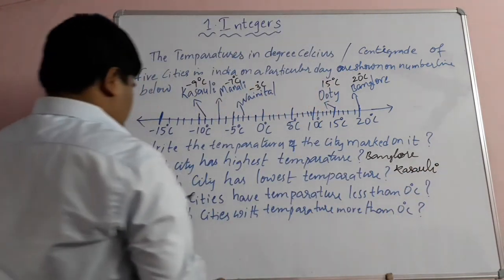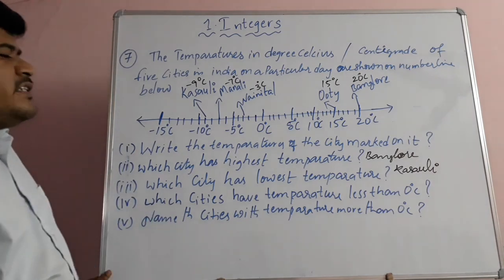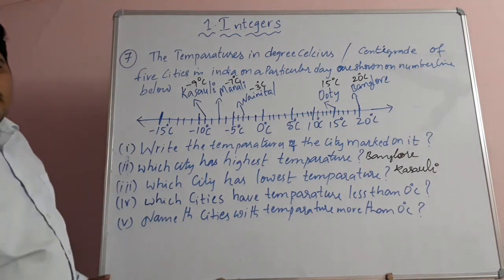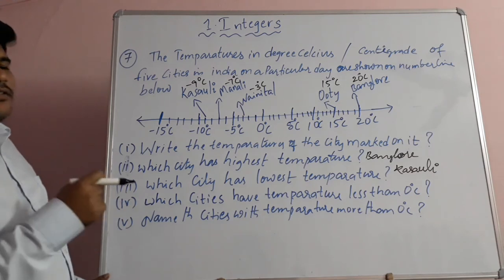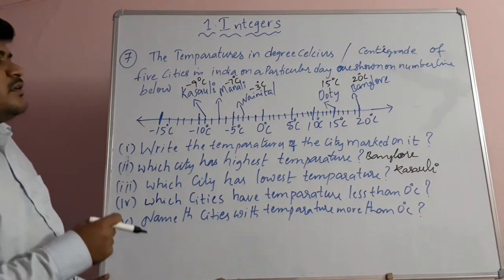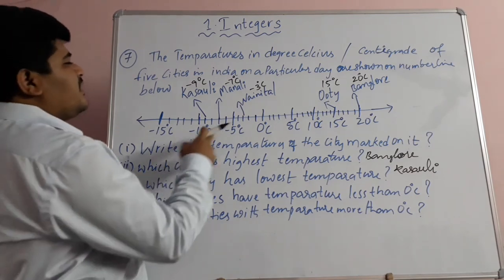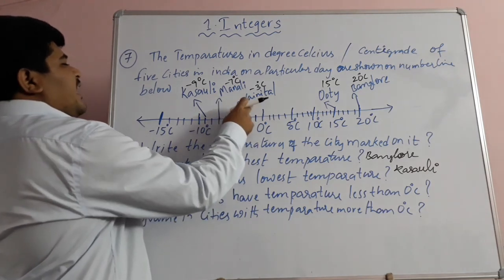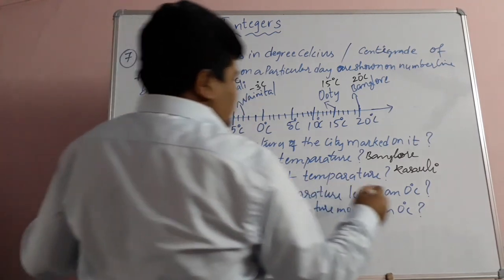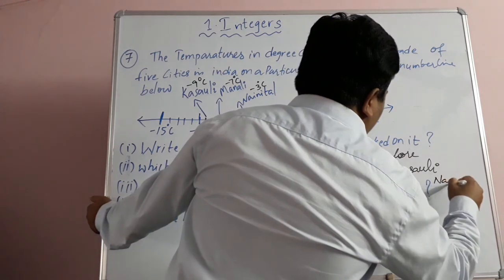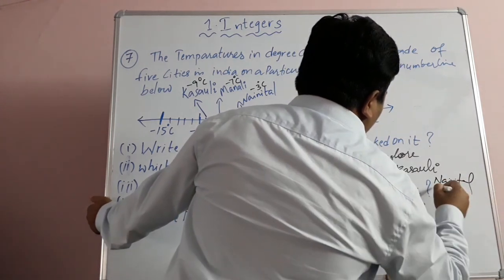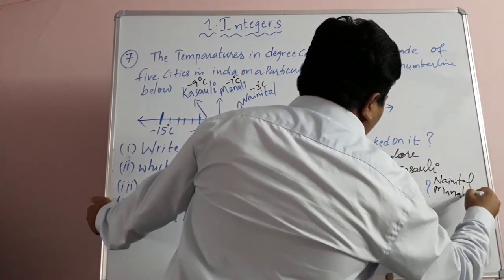Next, which cities have temperature less than 0 degrees Celsius? So less than 0 degrees, in which cities is there negative temperature, children? Nainital, Manali, Kasauli. So 3 answers: Nainital, Manali, Kasauli.